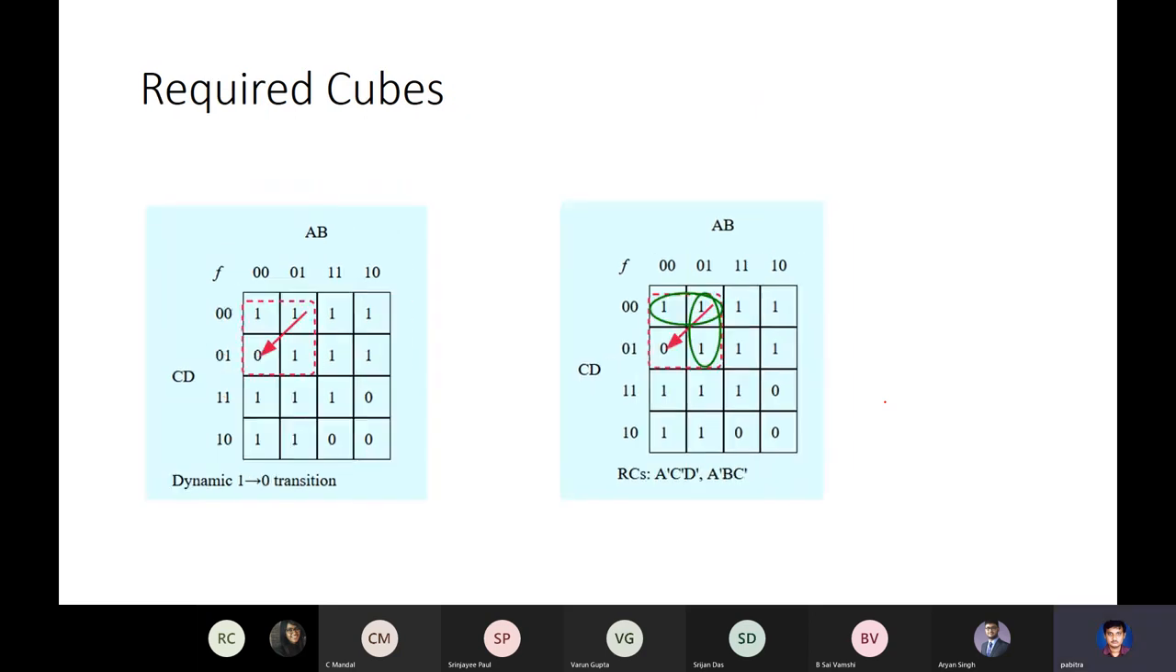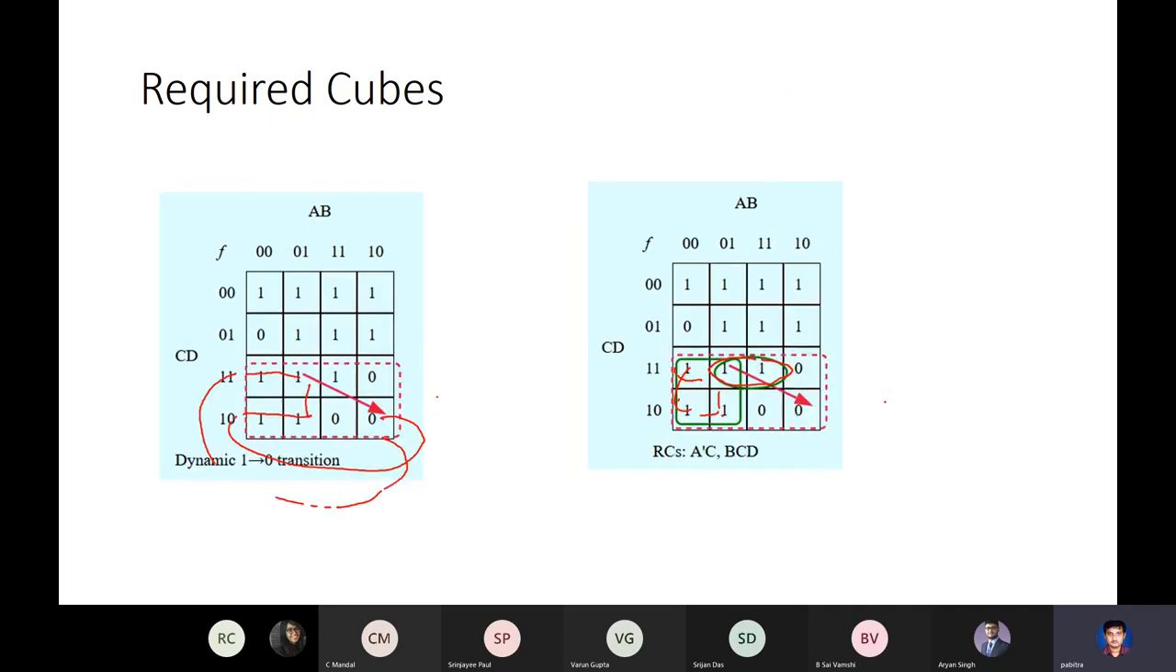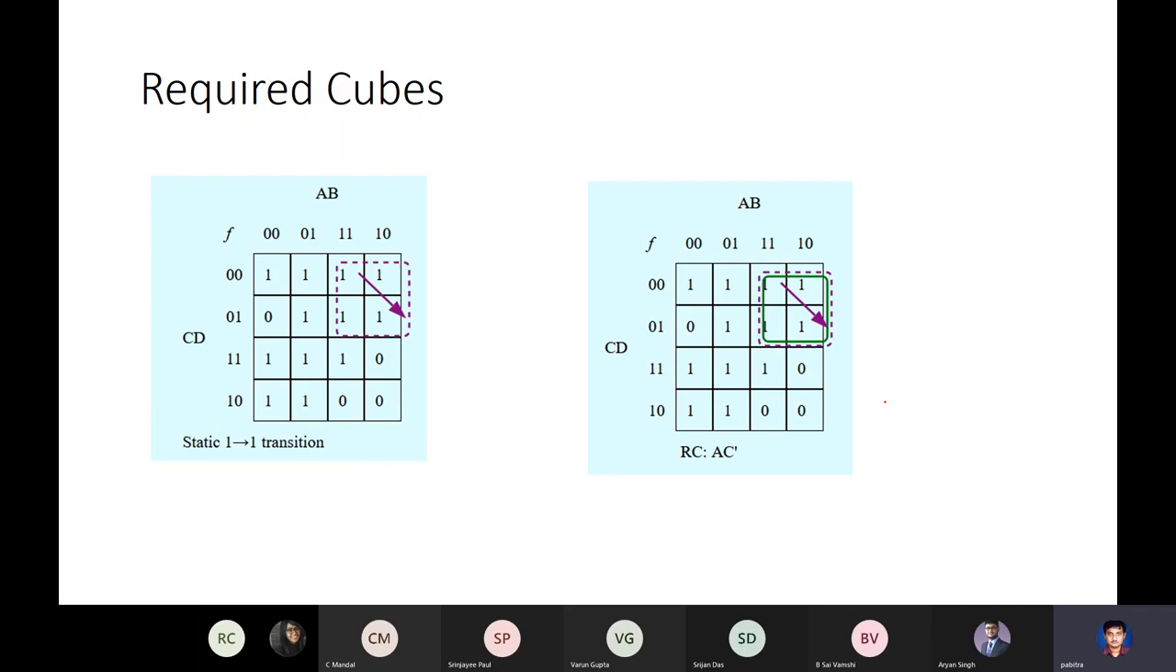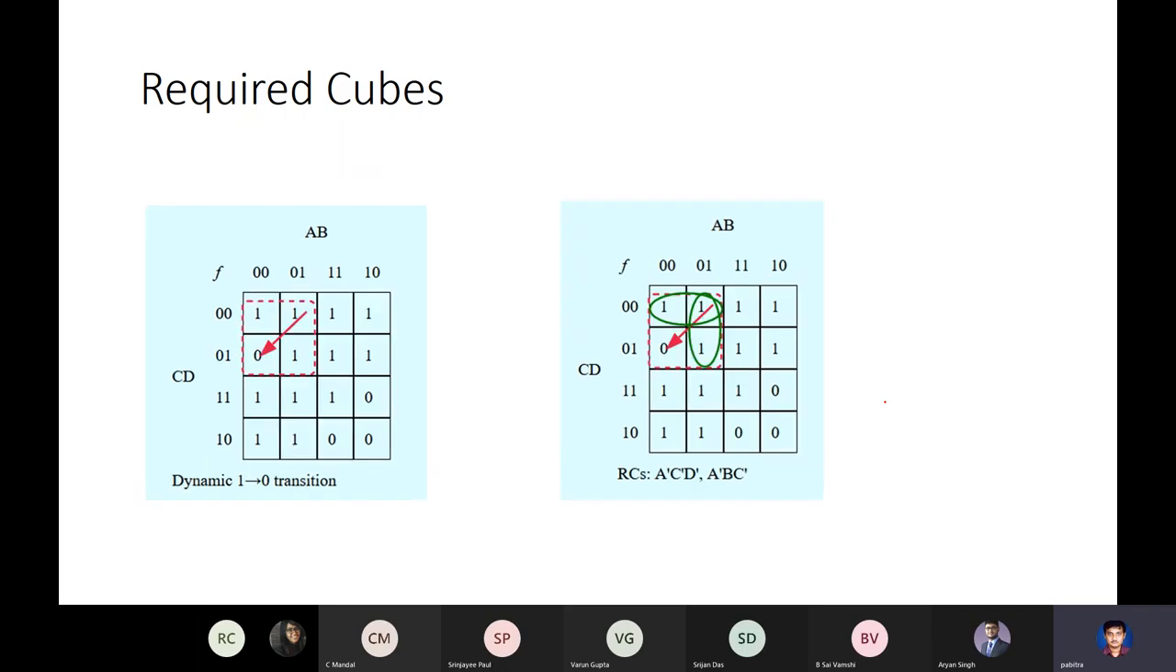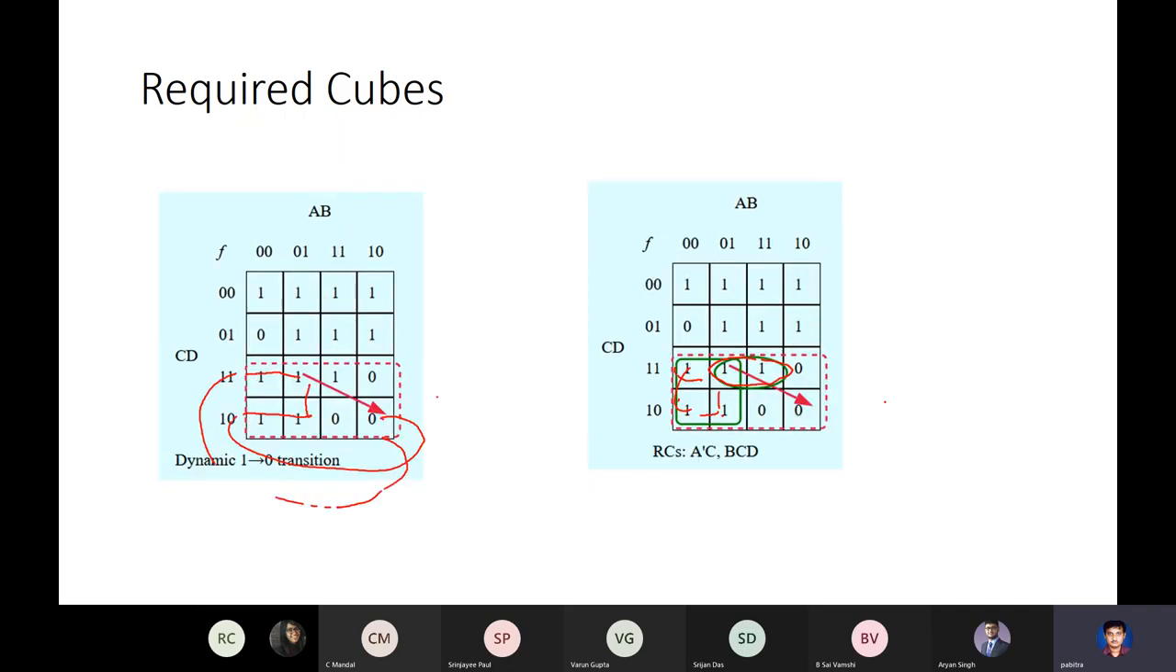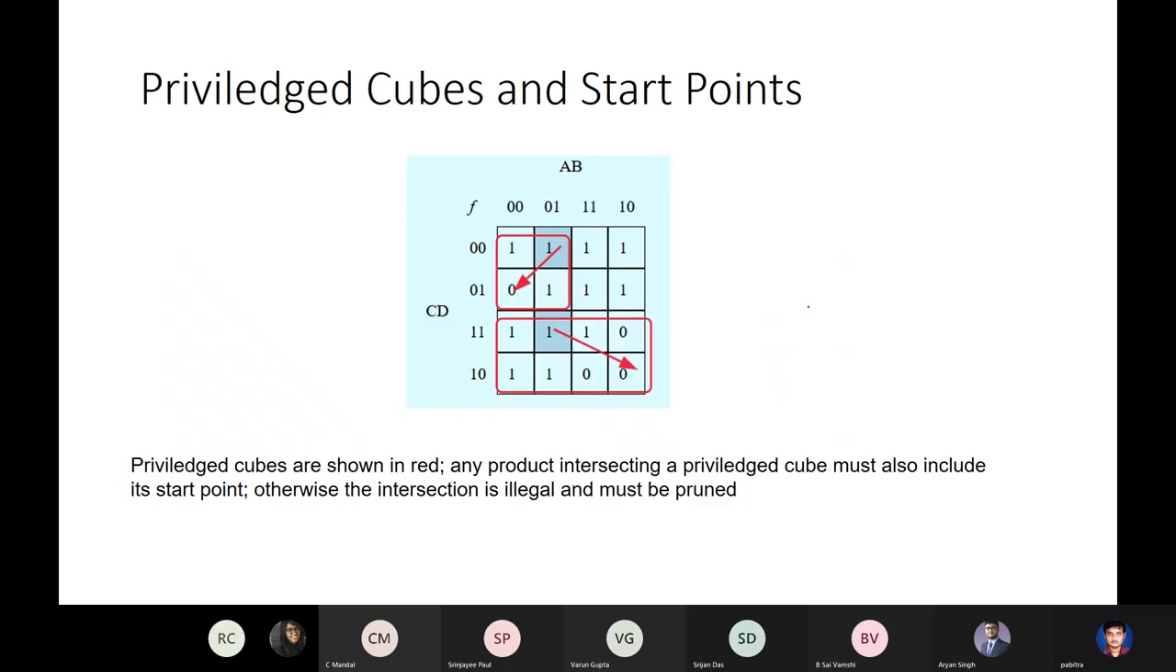By the way, one thing you can visualize: if you take a union of the required cubes, you look at this required cube and this required cube, and you take their union, you will see that you have covered all the one elements. Okay, so now we have two dynamic transitions. This one 1-0 and the bottom one 1-0. We have two dynamic transitions.